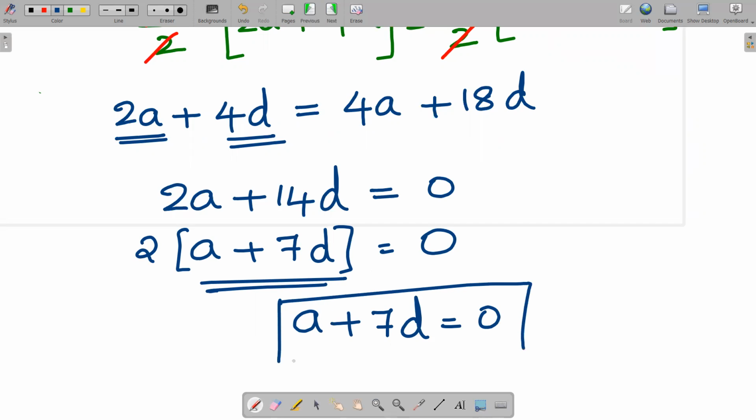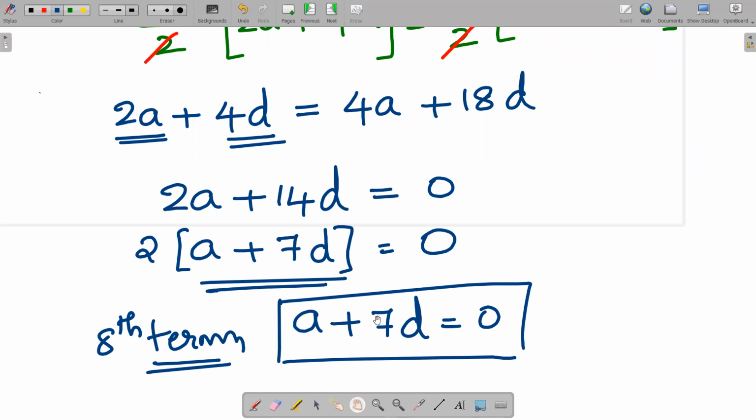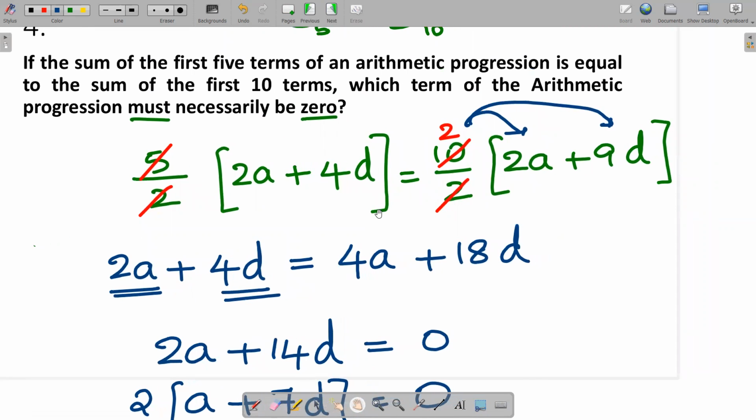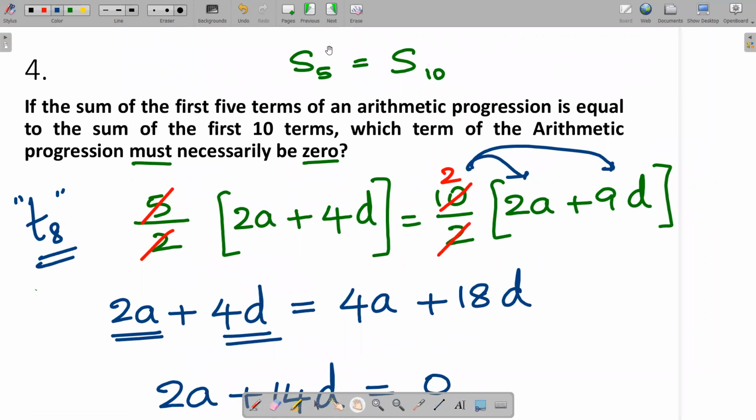Now, what is a plus 7d? A plus 7d is nothing but the 8th term of the progression. The question asked which term of the arithmetic progression must necessarily be 0. Thus, I can conclude that the 8th term, T8, must be 0. So the 8th term is the answer for this question. This brings conclusion to our fourth question.